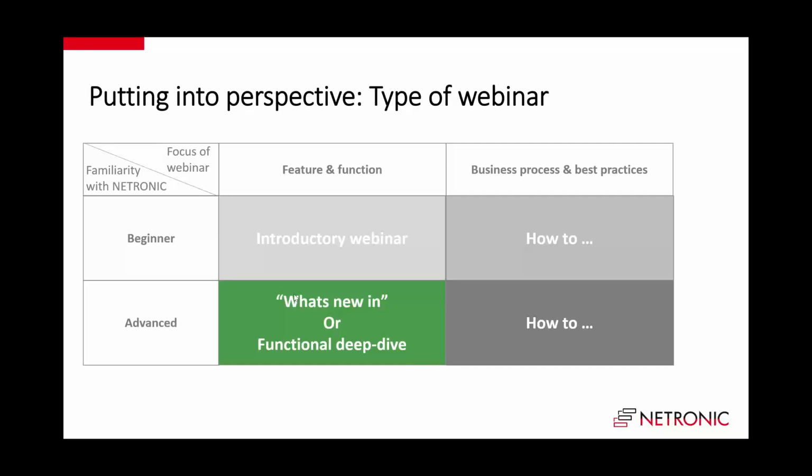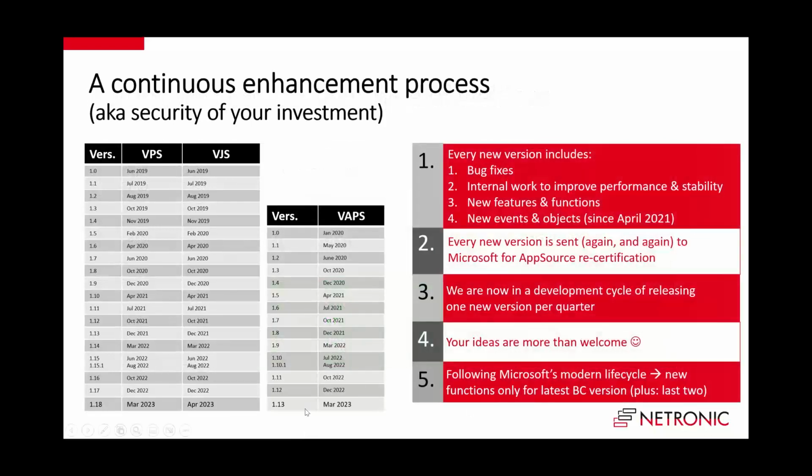So we released new product versions of the VAPS, the VJS, and the VPS. They are live on App Source now in version 1.18 for VPS and VJS and version 1.13 for VAPS. VAPS and VJS hit the App Source on Friday last week. The VPS followed on Monday this week.